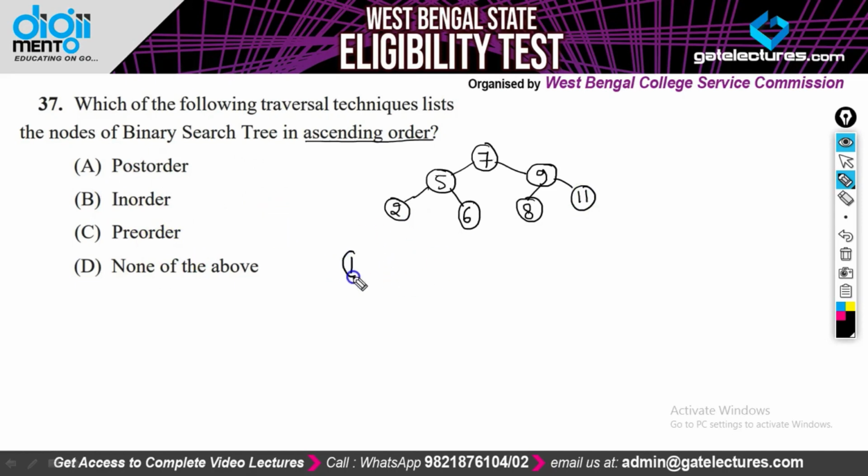Right, so we will traverse our tree in all these three orders and we will check. First let's check what pre-order gives. The pre-order of this tree will be what? 7. This is how we traverse, right? From top to down and left to right.